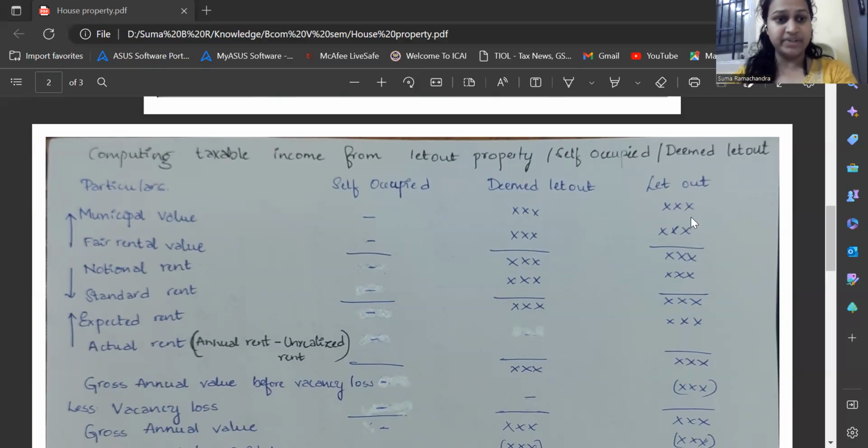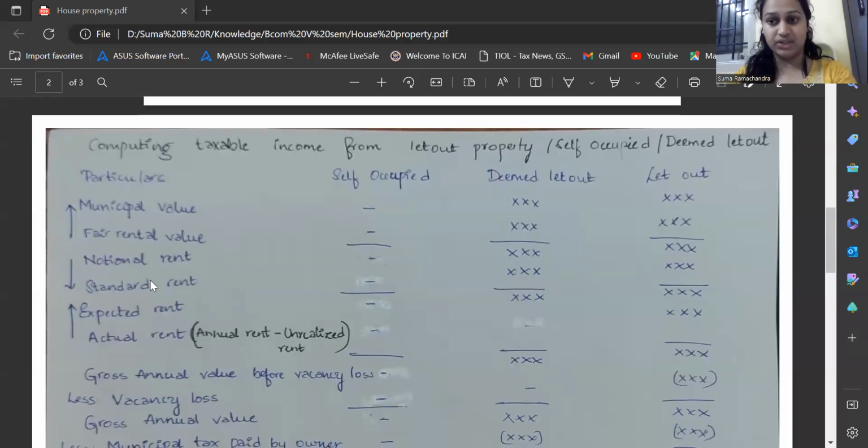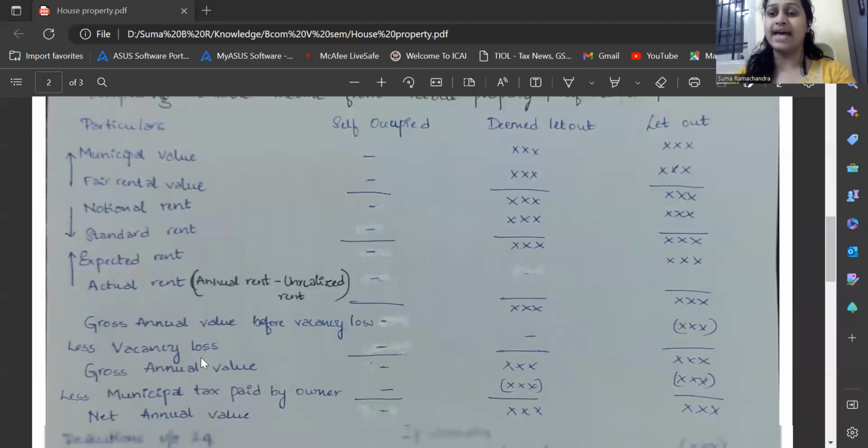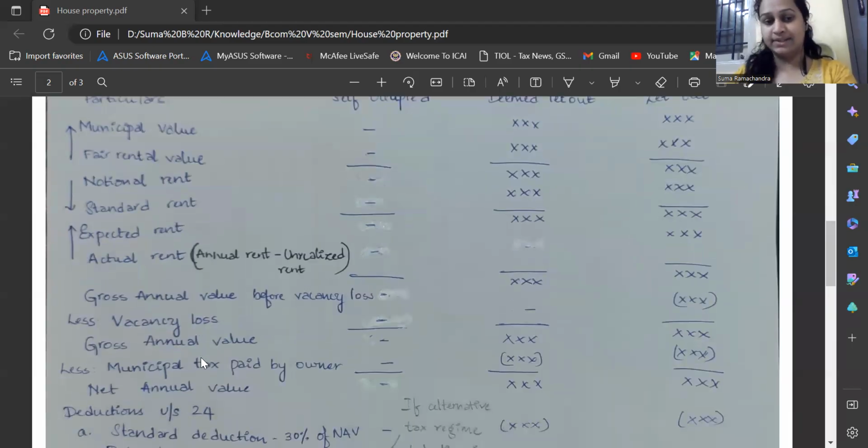Here you will be having municipal value and fair rental value, whichever is higher is taken to the next step, which is called notional rent. Then you're going to compare the same with standard rent, whichever is lower is taken to the next step, that is called expected rent. Then it is compared with actual, whichever is higher is called gross annual value before vacancy loss.